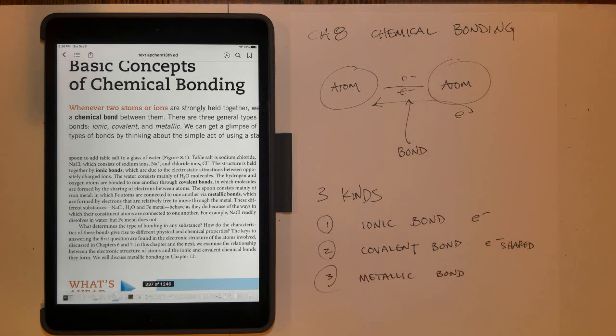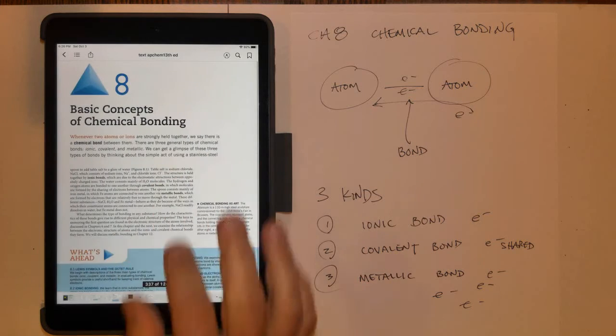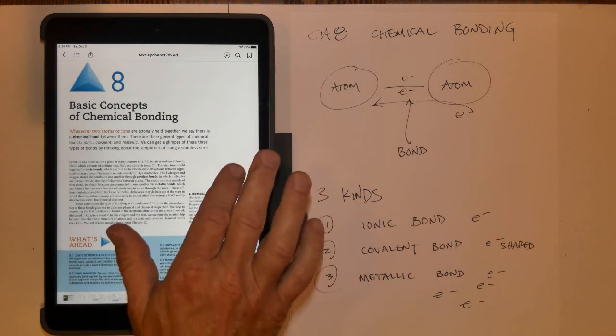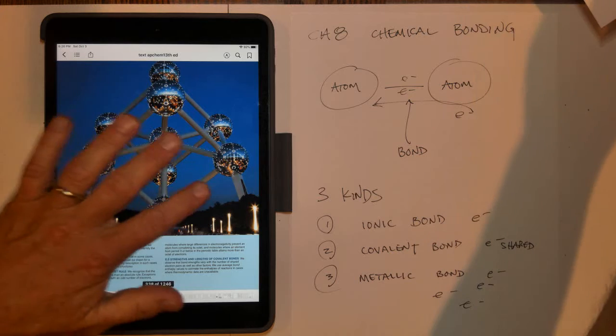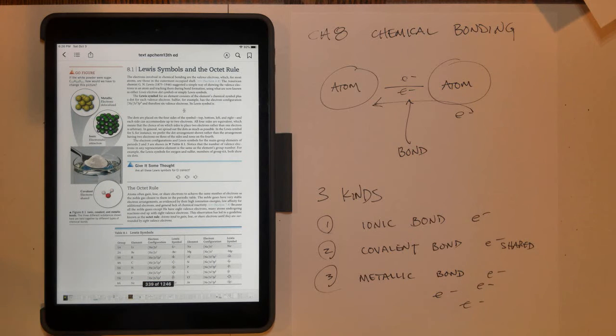And then the last one is called a metallic bond. And this is usually delocalized electrons where lots of electrons are around being shared by many, many different atoms throughout the metallic structure. All right, to symbolize bonding, we use what are called Lewis electron symbols or Lewis dot structures.